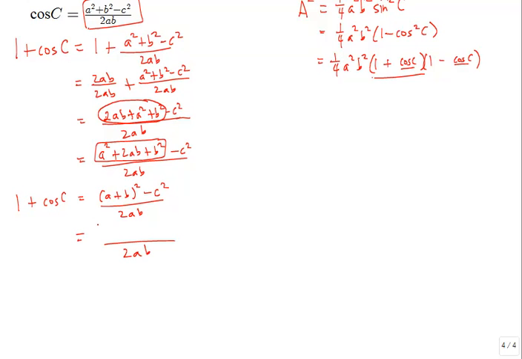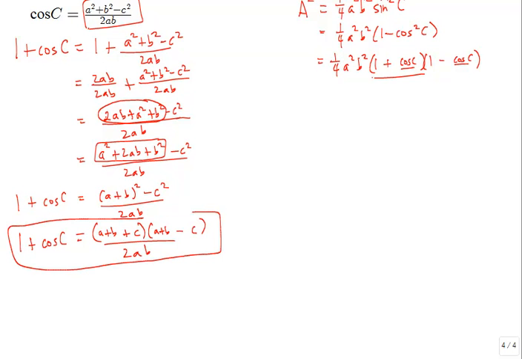So what we can get are two sets of parentheses. I would need an a plus b times an a plus b to get an (a plus b) squared. I would need a c and a c to get the c squared, and one of these needs to be plus and one of these needs to be minus. So this whole quantity right here is what we are going to substitute in. All of this is going to replace this 1 plus cosine C.